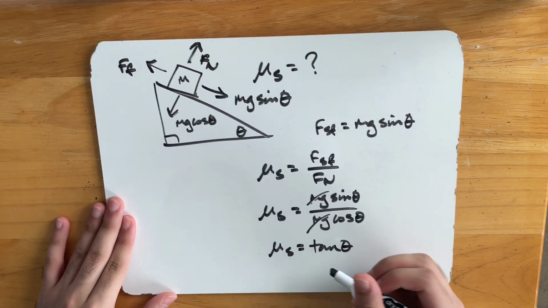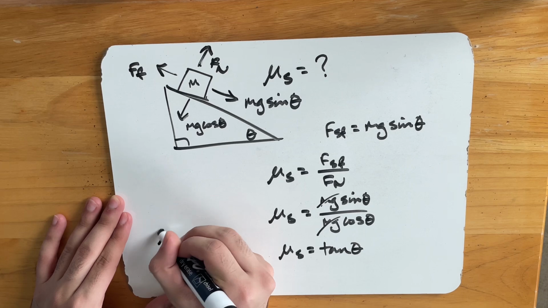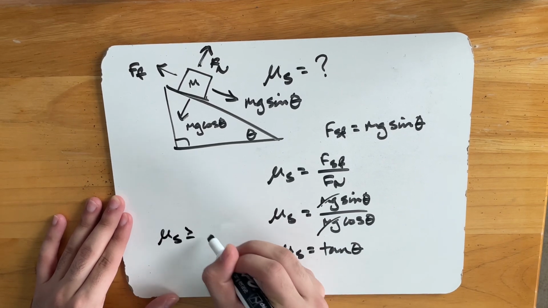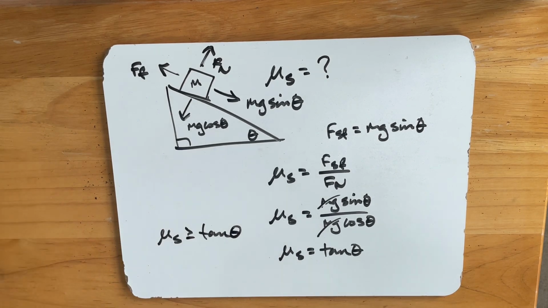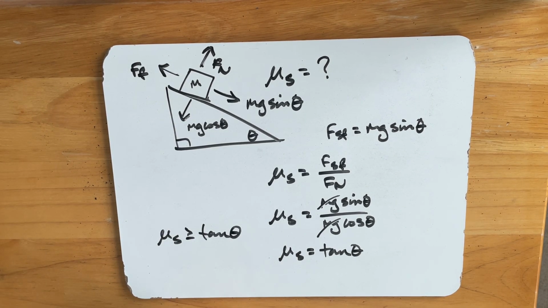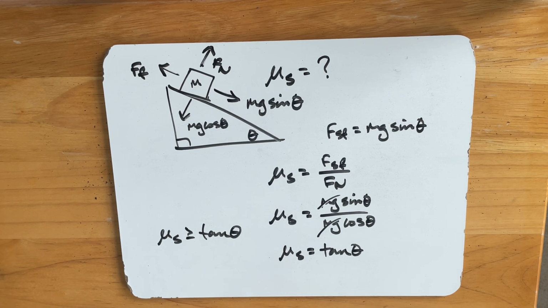So a better expression would be that mu static is greater than or equal to tan of theta. Tan of theta is just the minimum mu static. If there's more friction, this thing's still not going to move, right? So that's basically our final expression: mu static is greater than or equal to tan of theta. So not too bad, really. Really cool result. And stay tuned for more stuff like this.